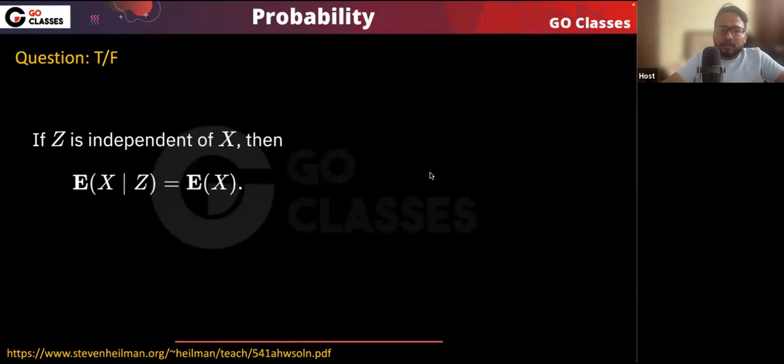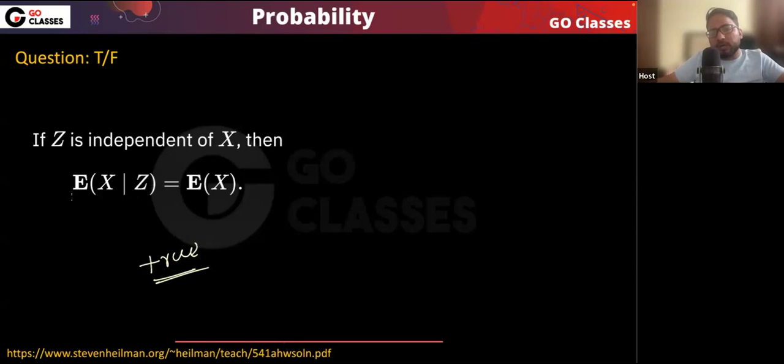Yeah, if Z is independent of X, then it doesn't matter whether you are finding the conditional expectation or the normal expectation. This is also true. You can obviously prove it using the formula.